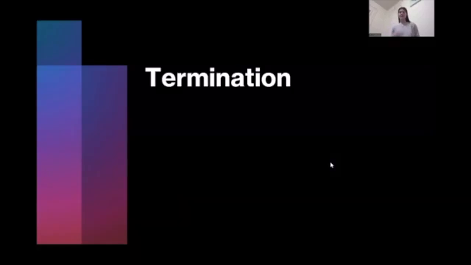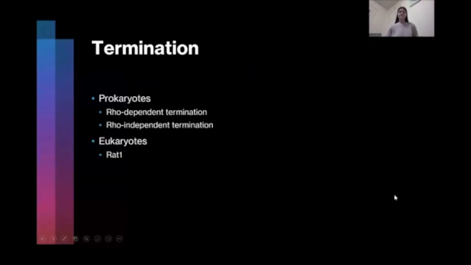So we're going to talk about termination here, and we're going to look at termination in prokaryotes and eukaryotes in the same video. This is an overview of the three things we're going to talk about. In prokaryotes, there's two types of termination, rho-dependent and rho-independent, and in eukaryotes, you have Rat1 termination.